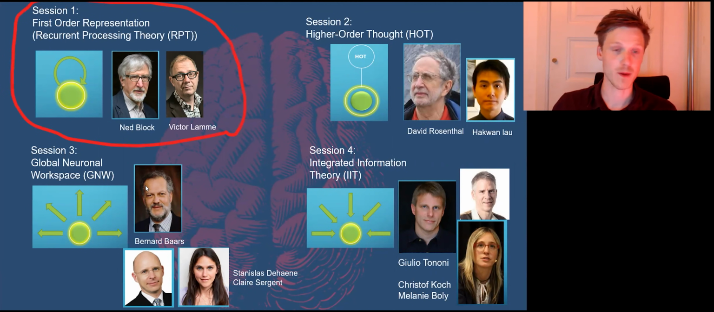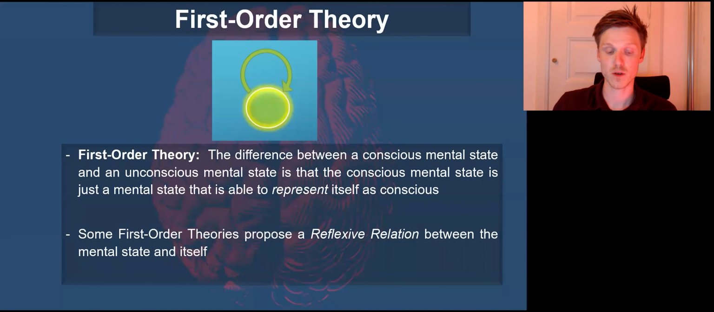So we can think of no better way to start out this first part than with the first order theory of consciousness. And the first order theory of consciousness proposes that the difference between a conscious mental state and an unconscious mental state is simply that the conscious mental state is able to represent itself as conscious. So some first order theories are so-called reflexive theories of consciousness. They argue that the mental state, in order to be conscious, needs to have a reflexive relationship to itself.